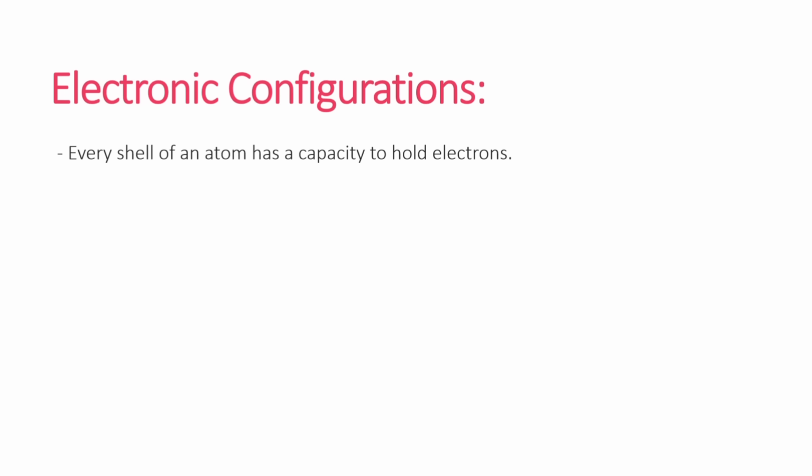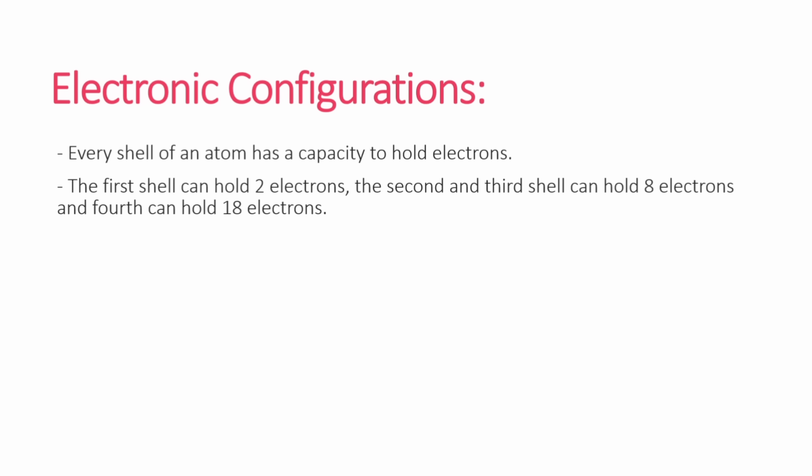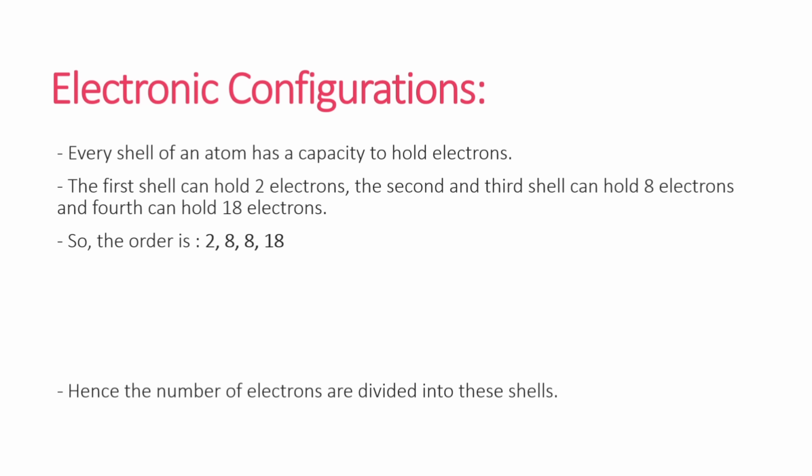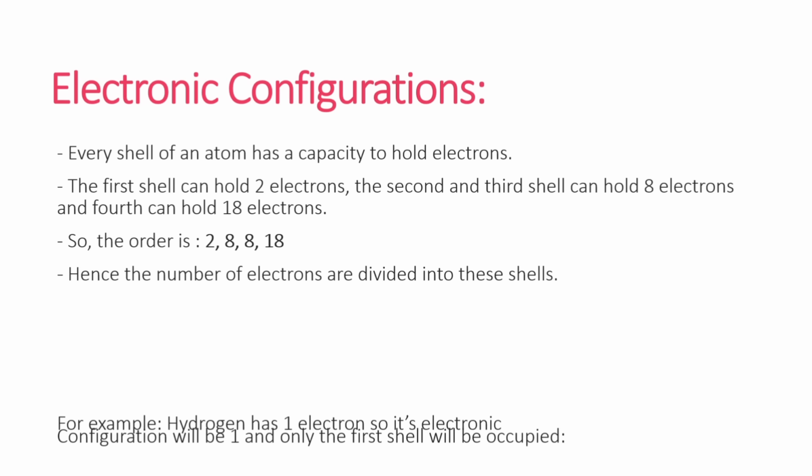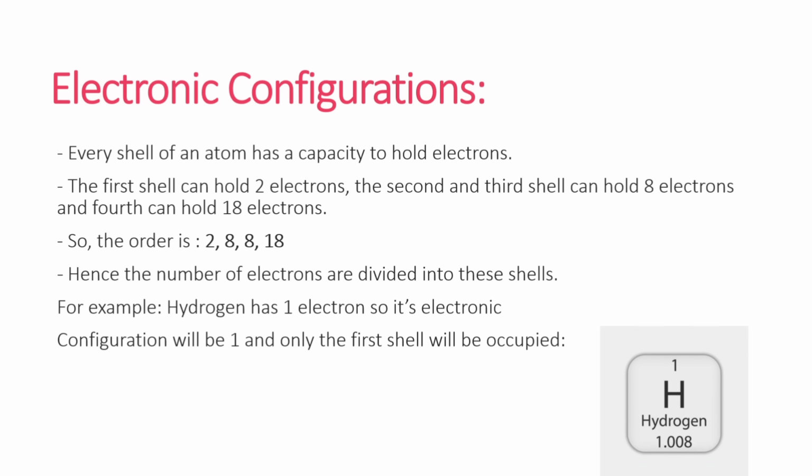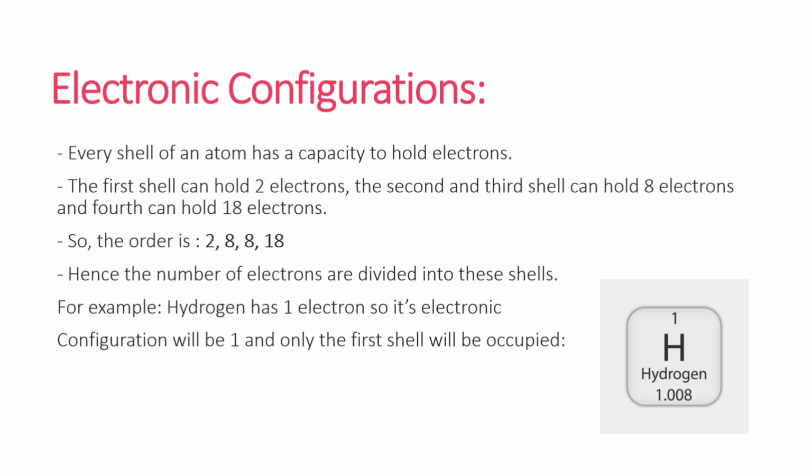Every shell of an atom has a capacity to hold electrons. This means that every shell can hold a specific number of electrons. For example, the first shell can hold 2 electrons, the second and third shells can hold 8 electrons, and the fourth and so on shells can hold 18 electrons. So the order of configuration is 2, 8, 8, 18. Here's a quick example of hydrogen, which has the atomic number of 1, so there is 1 electron. Its electronic configuration will be 1, and only the first shell will be occupied, as you can see in this diagram of a hydrogen atom.